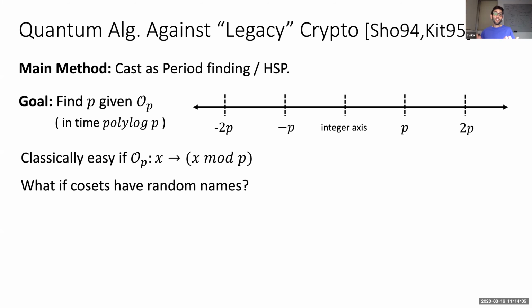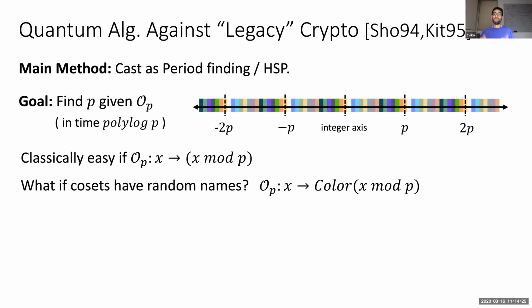And the question is, what happens if the cosets have random names? So let's just use colors. Instead of telling you what x mod p is, you're just going to input an x and get a response, I don't know, pink. And if you have two different x's that have the same value modulo p, then you're going to get the same color, but otherwise you're going to get different colors. And the question is, given an oracle of this form, can you find p?